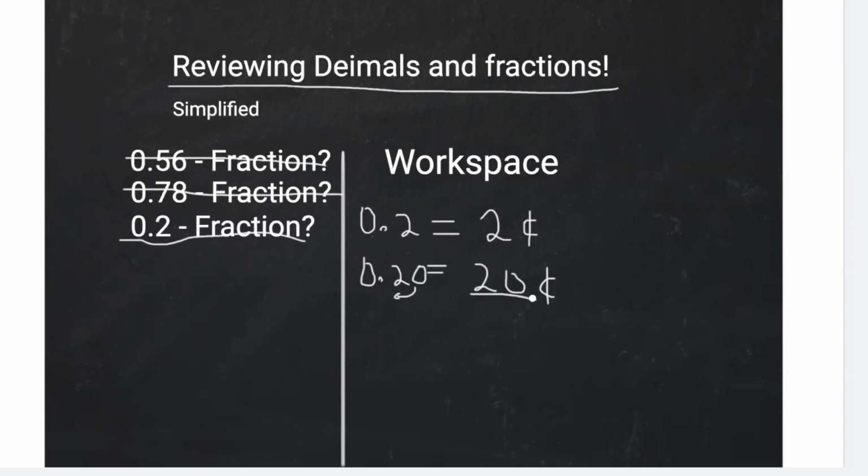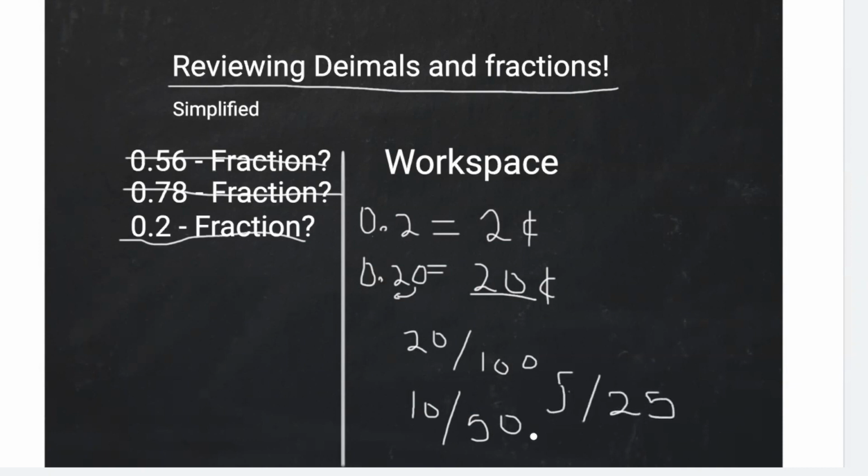So then, again, this would be 20 out of 100. And then, of course, we can simplify it to 10 out of 50. And then it can, again, be simplified to 1/2. And then that 5 out of 25 is 1/5, because 5 times 5 is 25.